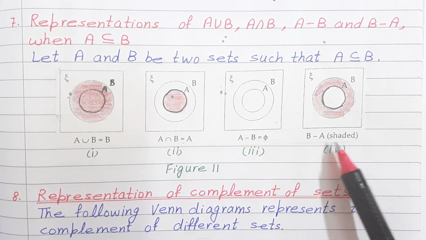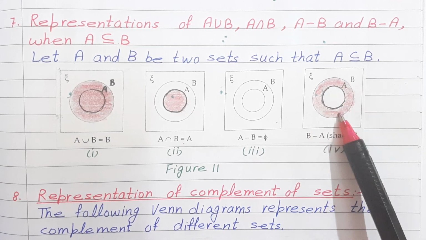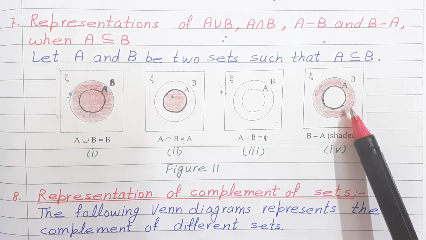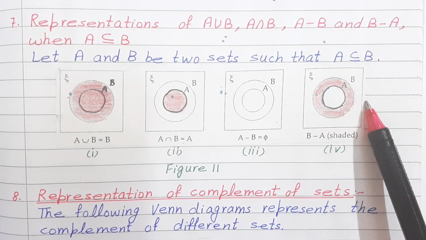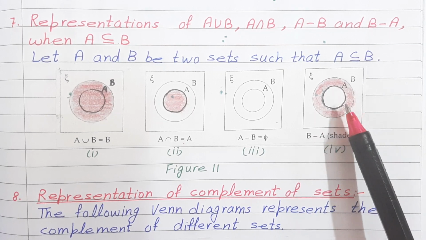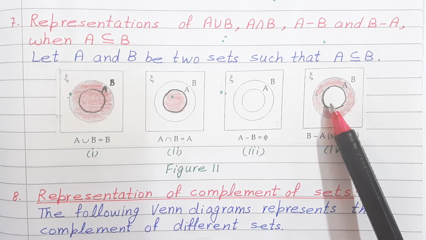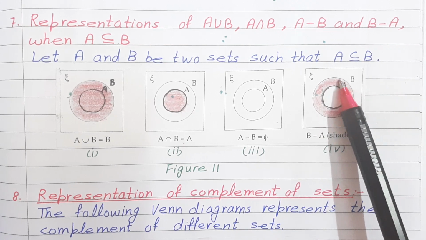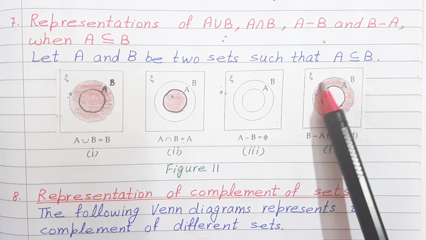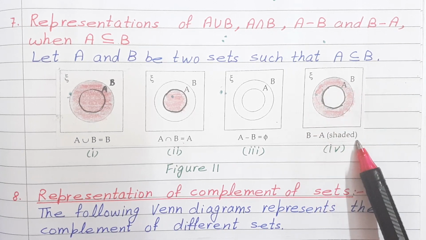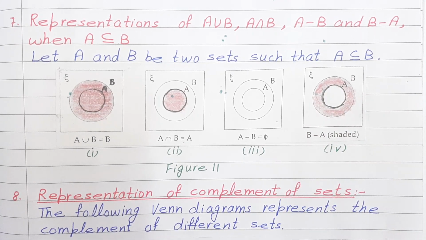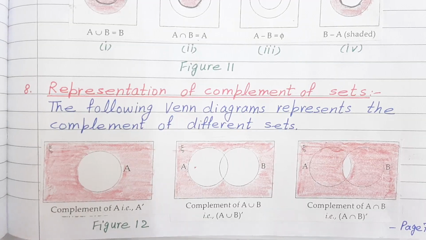Now B minus A is the shaded portion. All the elements of A and B which are common, we will remove common elements from B. That is, basically we remove A from B. So the shaded portion is B minus A. Now let us discuss the next one.